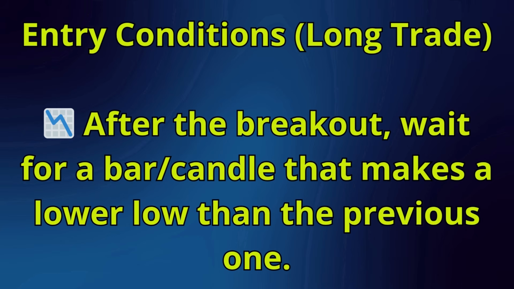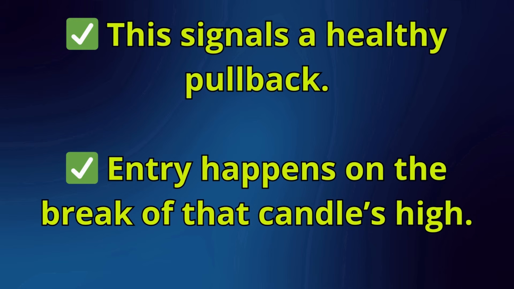Now for the entry, and this requires discipline. After the breakout, we do not chase the price. We must patiently wait for a specific pullback, a candle that makes a lower low than the previous one. This brief pullback is a sign of a healthy, sustainable trend. It acts as a confirmation that the initial breakout wasn't just a random spike. Our actual entry trigger occurs only when the price breaks the high of that pullback candle, signaling the uptrend is likely to resume.